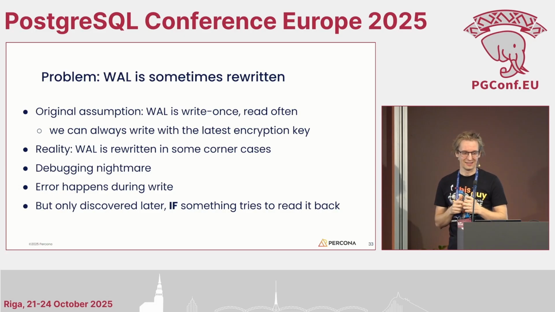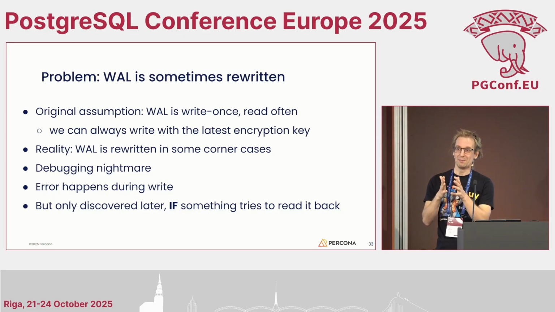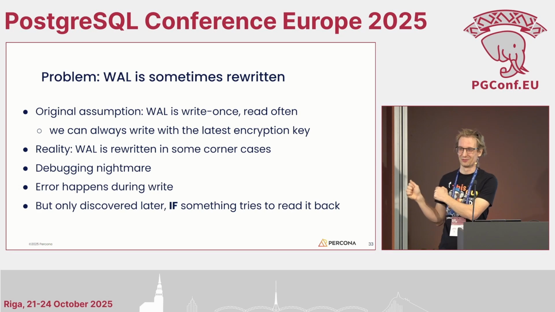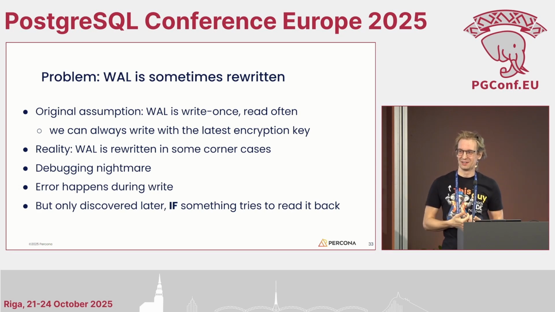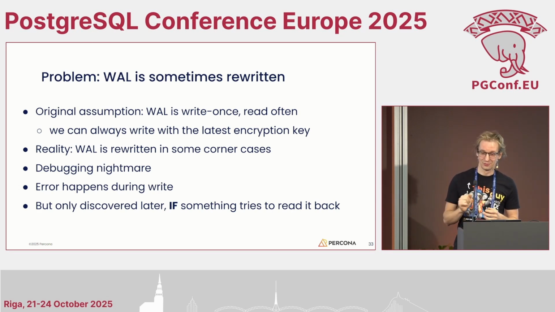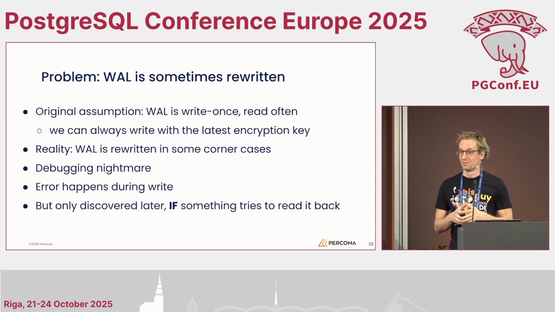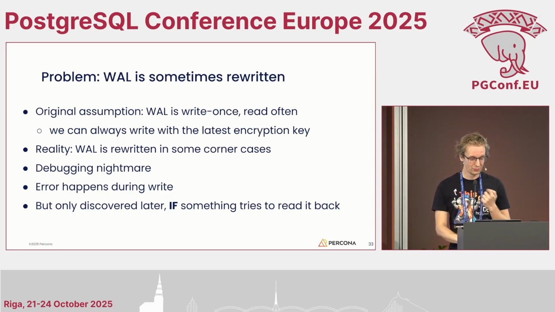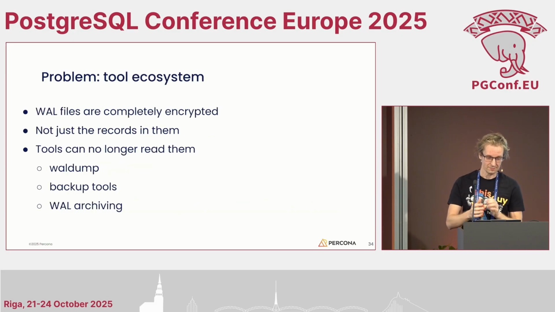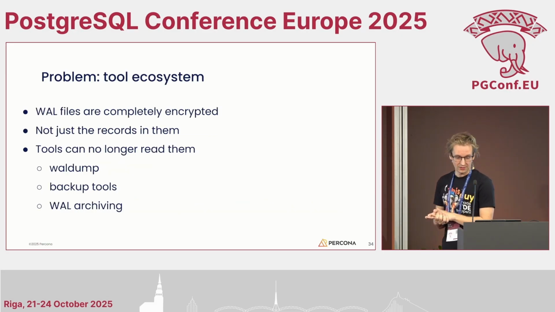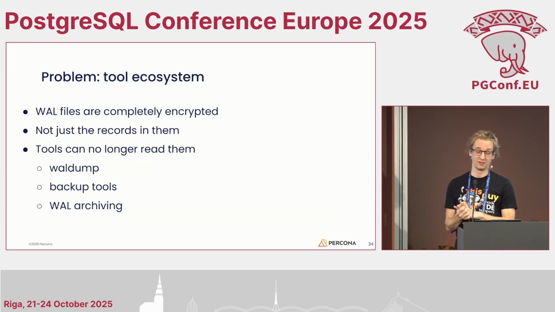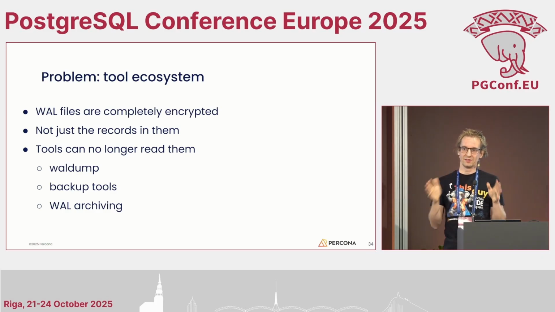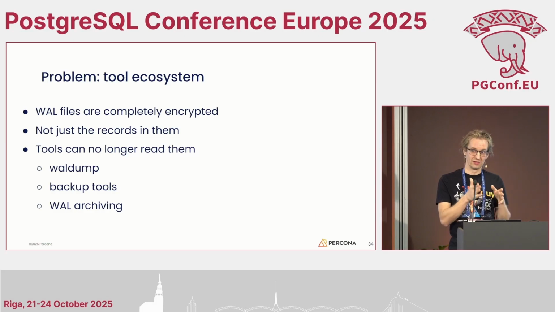And this was a debugging nightmare, because, of course, the error happens during the write, but we only notice it if we ever have to read back those WAL records that we wrote with an incorrect key. So this was something that took us some time to figure out. It took us some time to find it, and then it took us even more time to figure out what's happening there exactly. And there's one more problem with the WAL, which is the tool ecosystem. In the previous solution, we kept the WAL file as is. We just wrote encrypted tuples into it.